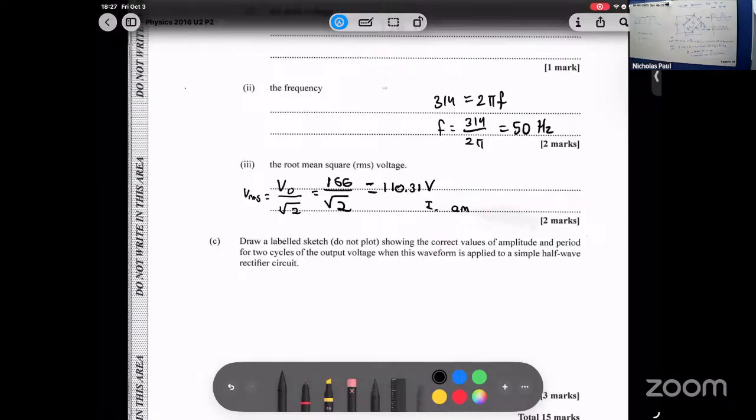Any questions online? Yeah, question. Take a little read now. Draw a labeled sketch. Do not plot. Showing the correct values of the amplitude and period for 2 cycles. When this waveform is applied to a simple half wave rectified circuit. So you have to draw it using the values above to get that half wave rectification. Want to try that?